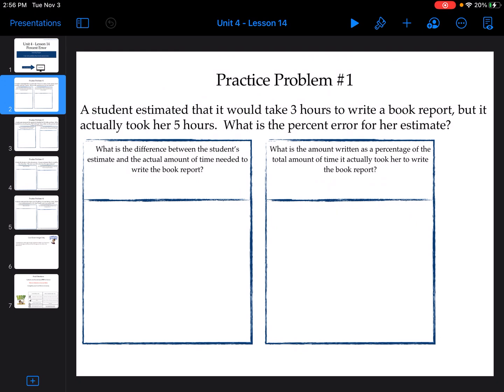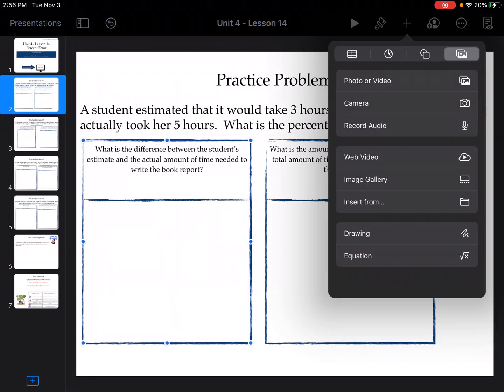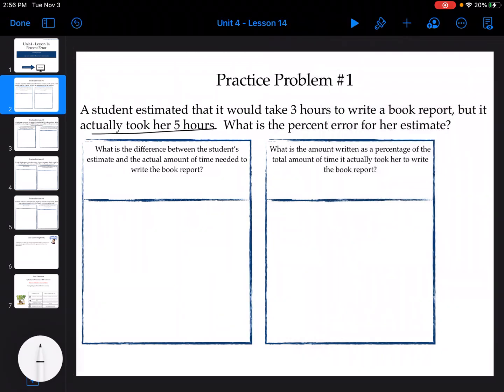So a student estimated it would take 3 hours to write a book report, but it actually took her 5 hours. Oopsie, gotta turn on those drawing tools. Actually took her 5 hours. What is the percent error for her estimate? So what is the difference between the student's estimate and the actual amount of time? So 5 minus 3 is 2 hours.